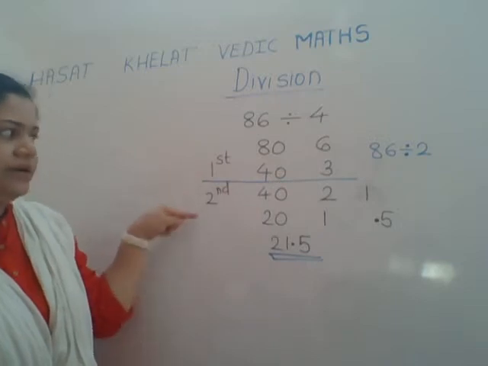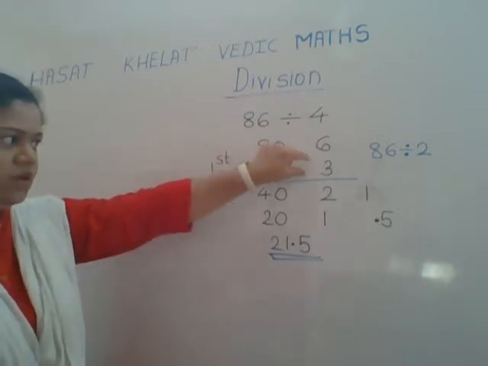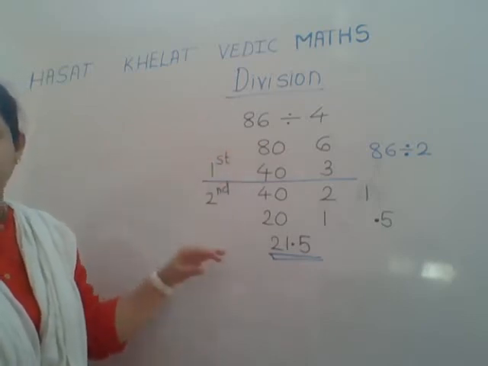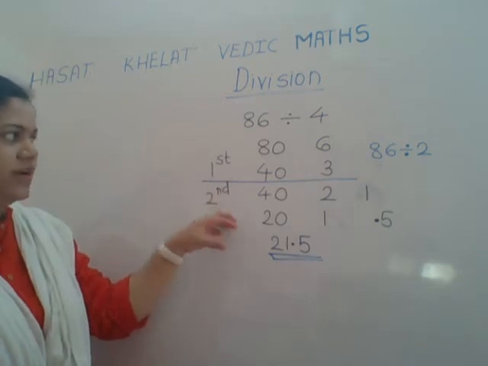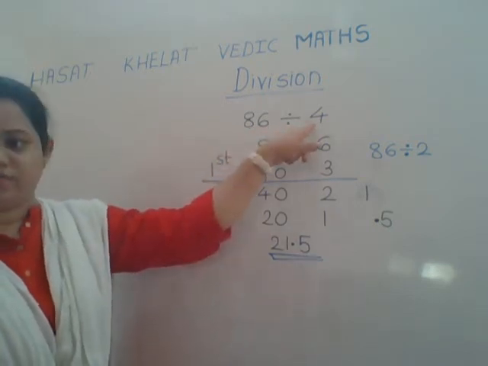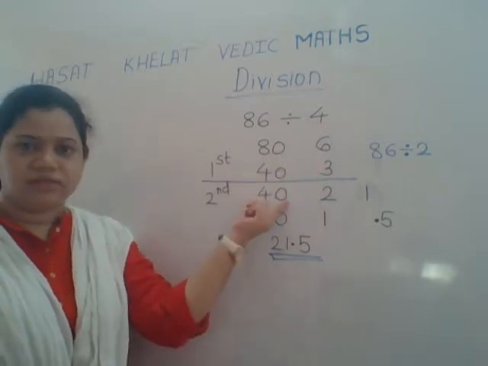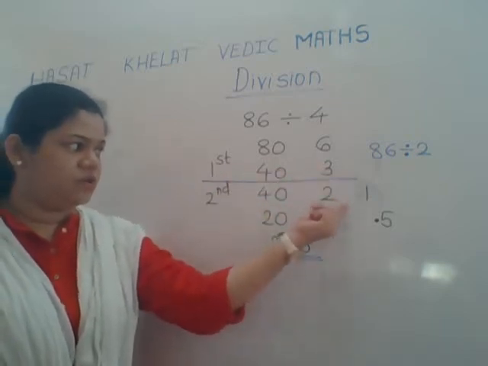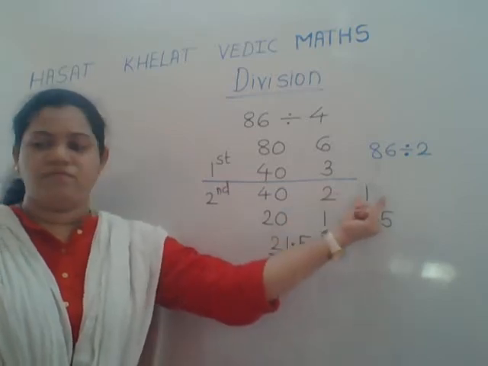So again, the second time we will divide this number we have obtained, 40 and 3, by 2, or we will make this number half again. So we will get the answer of 86 divided by 4. So again this 40 and 3, I have written 40 as it is, and this 3 is written as 2 and 1.